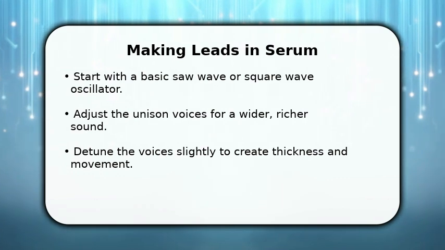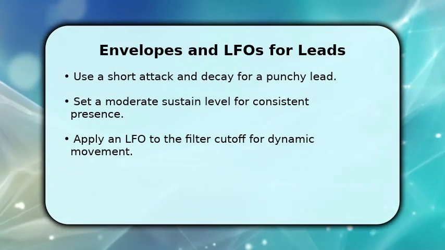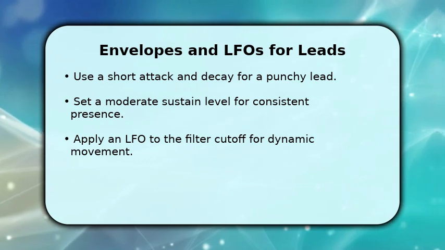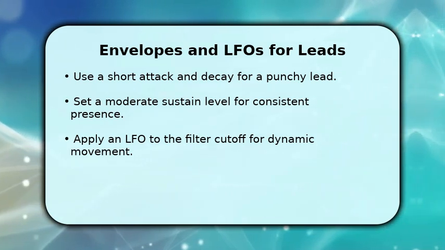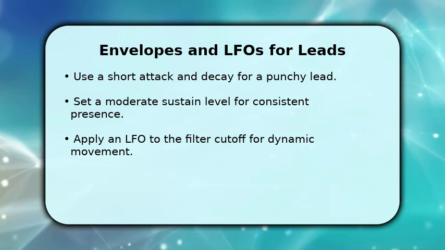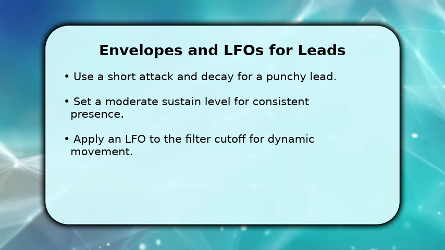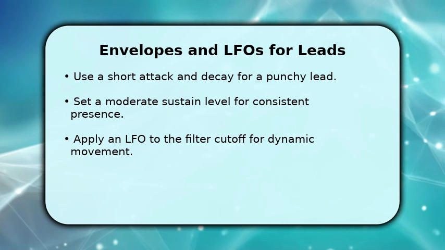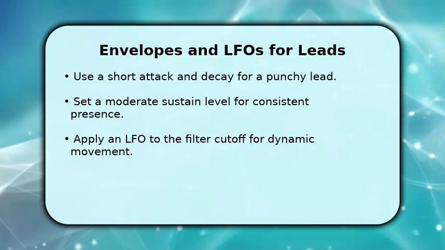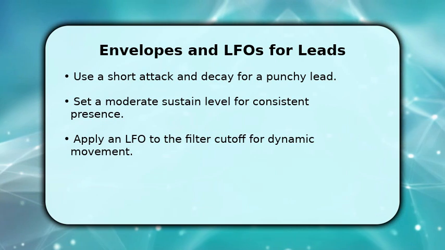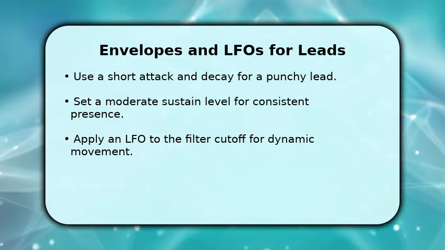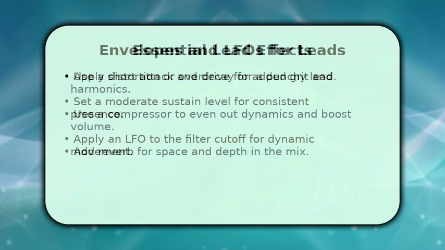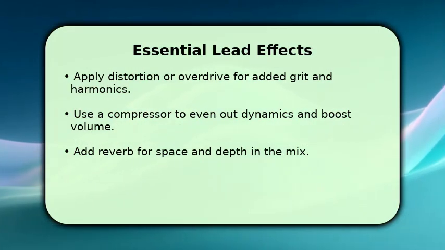and presence. Now, let's add some life to our lead using envelopes and LFOs. For a punchy sound, set your amplitude envelope with a quick attack, perhaps around 10 milliseconds, and a decay of about 200 milliseconds. A moderate sustain level, around 70%, will keep it present. Then, assign an LFO to your filter cutoff, using a rate of 1/8 or 1/16 notes to create a rhythmic pulse. A very subtle LFO on the pitch, with a depth of 1 or 2 cents, can add a nice vibrato.